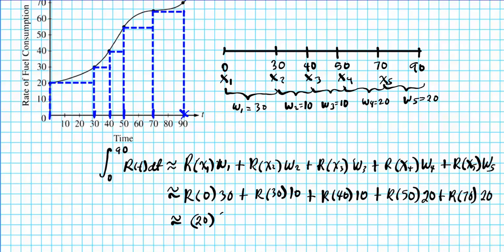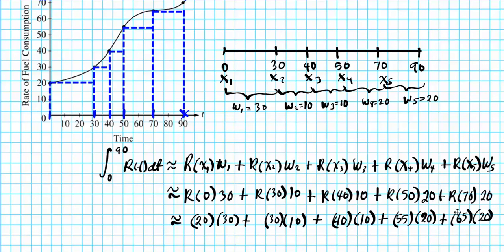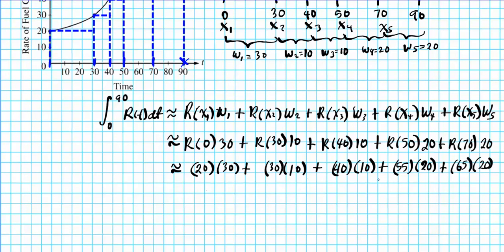We have 20 times 30 plus 30 times 10 plus r of 40, which is just 40 times 10, plus r of 50, which is 55 times 20, and then r of 70 is 65 times 20. And then if you do all of your computations, you end up with 3,700.